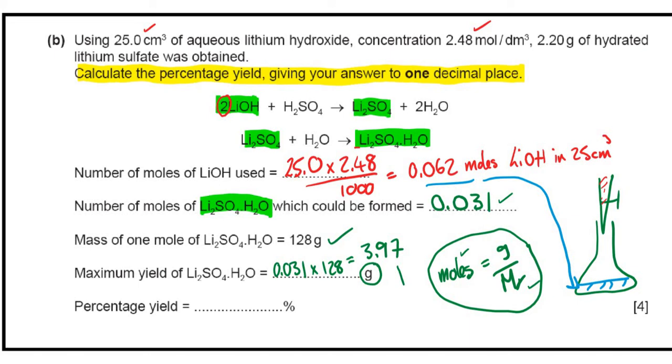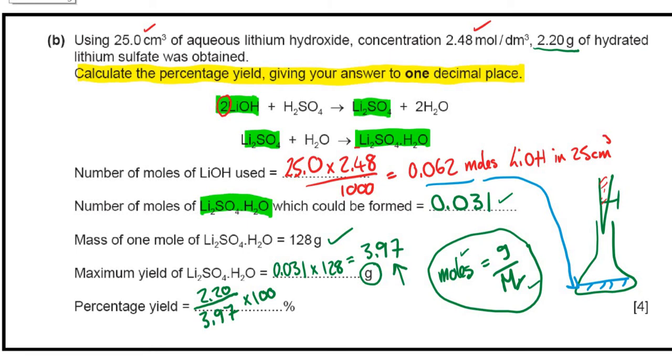So this is what I should have got. That's my theoretical yield, 3.97 grams. Have I got 3.97 grams? No, I've only got 2.20 grams. So it's 2.20, our actual yield, divided by our theoretical yield, which is 3.97, times 100.